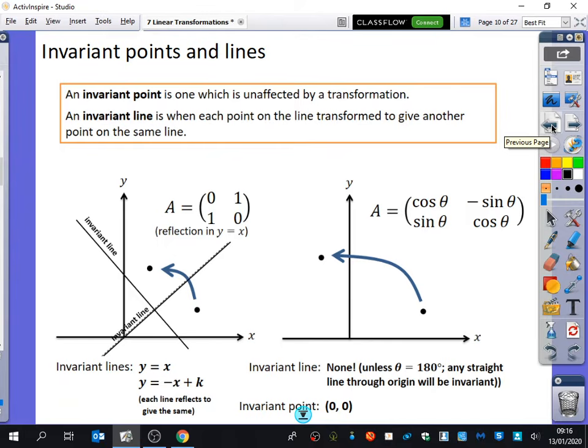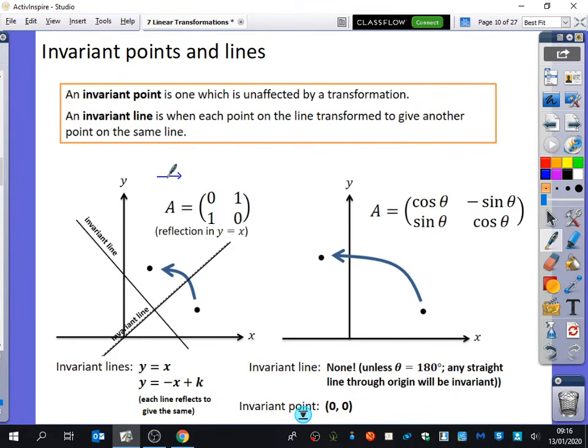So I've got two particular examples. We've got this particular transformation, and this transformation of 0, 1, 1, 0 is a reflection in the line y equals x. Can you just remind me, though, how would we work out what this transformation actually represented by drawing something?